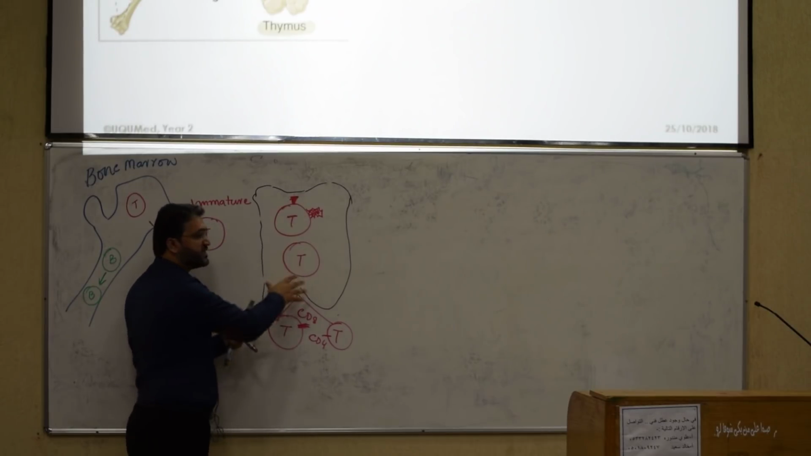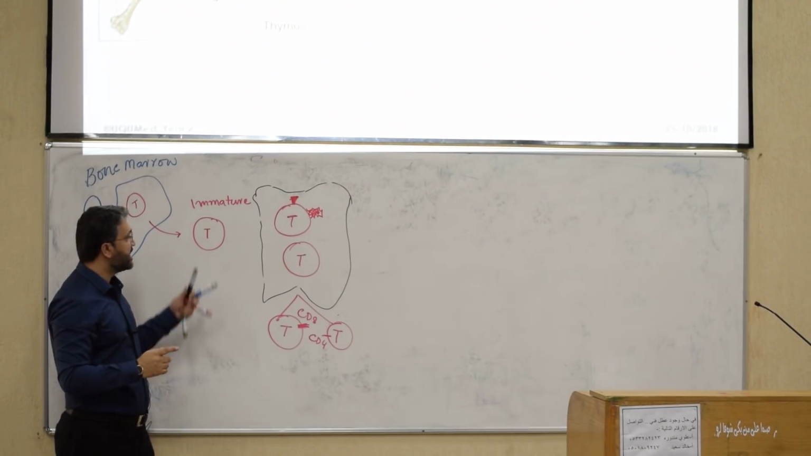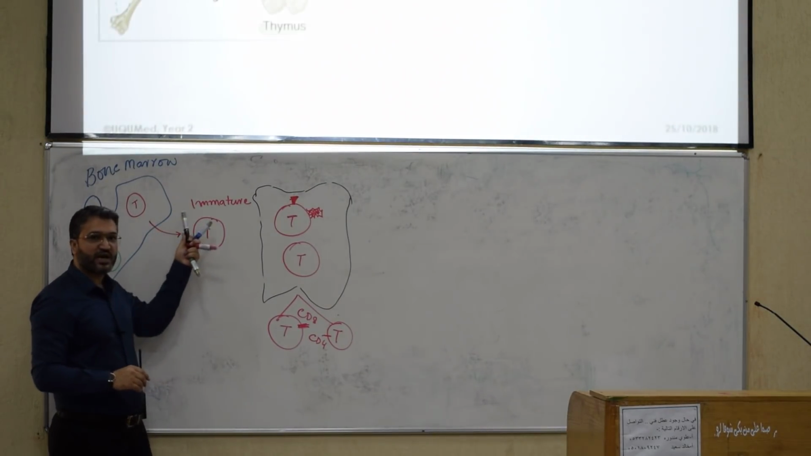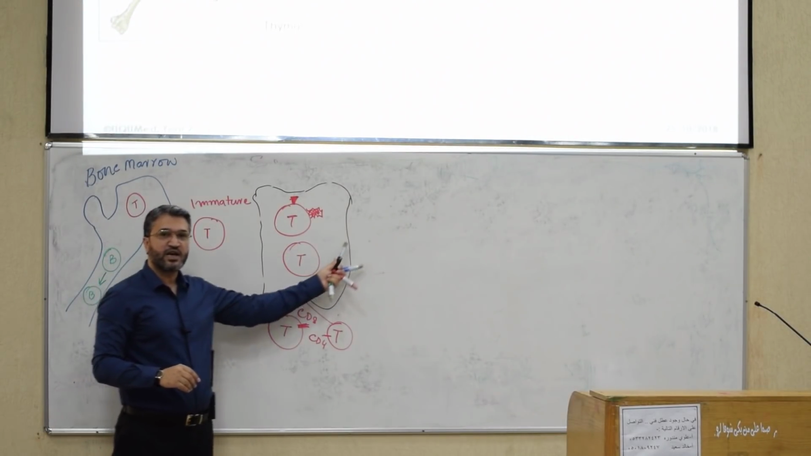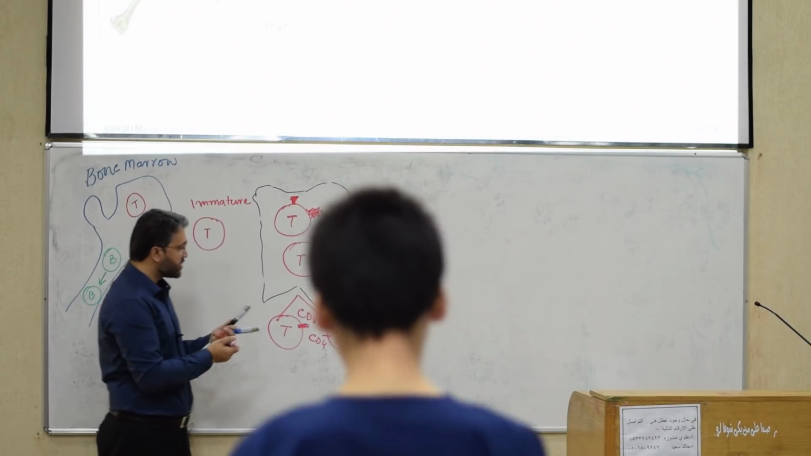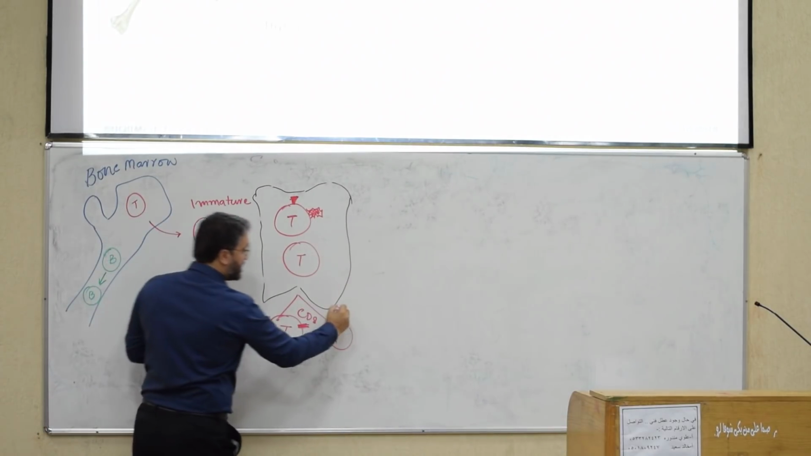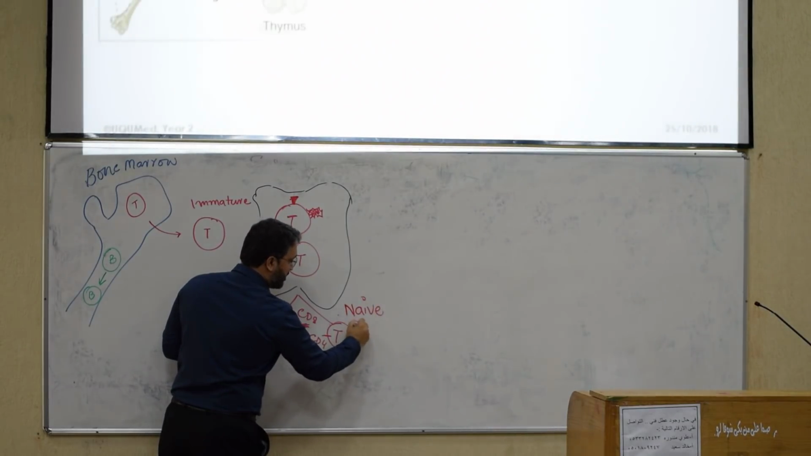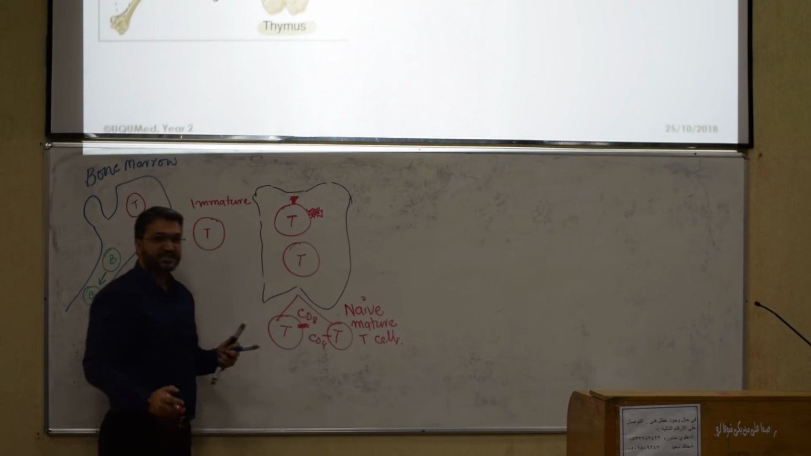How does this maturity take place? Another lecture in the third week. So far, just remember, they come out of the bone marrow as immature T cells. They enter the thymus. They become mature. When they come out, now what is the term for them? They are called naive, mature T cells. What is naive?